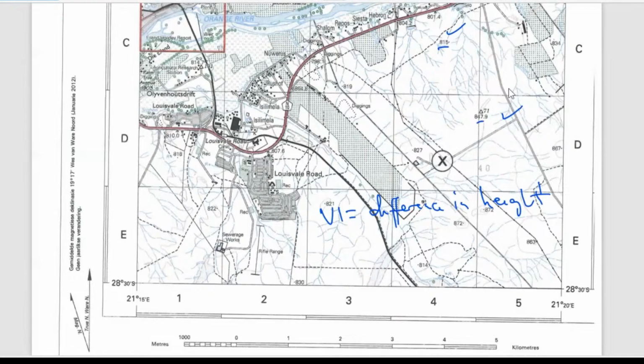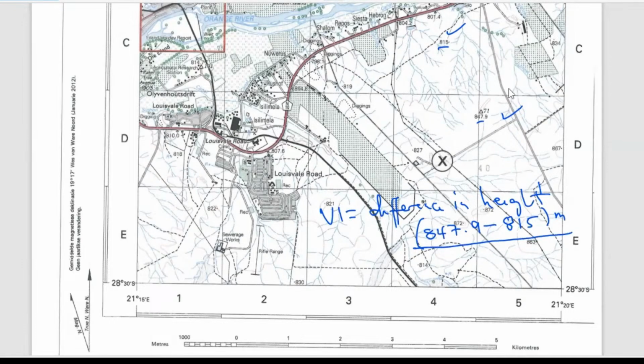Right, so it means your VI, you are subtracting the smaller height from the bigger height. So which one is smaller and which one is bigger? The trig station is higher than the spot height. So you are saying 847.9 minus 815. This is already in meters. Over your horizontal equivalence, you are given the distance, sorry, it says the height measurement is 24.5 meters.